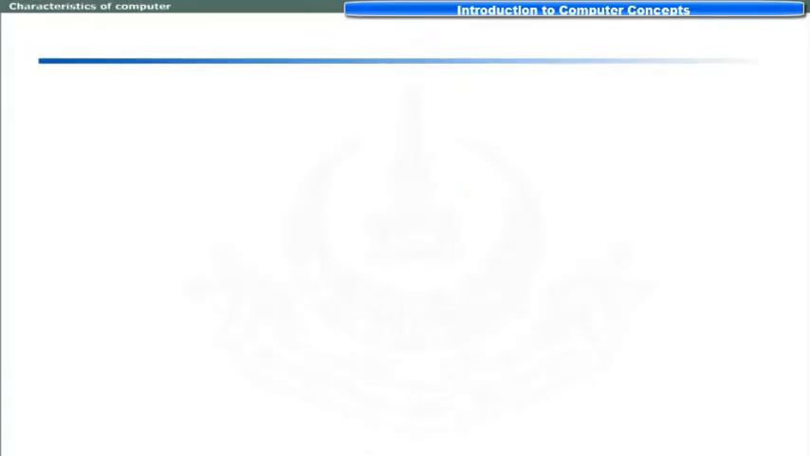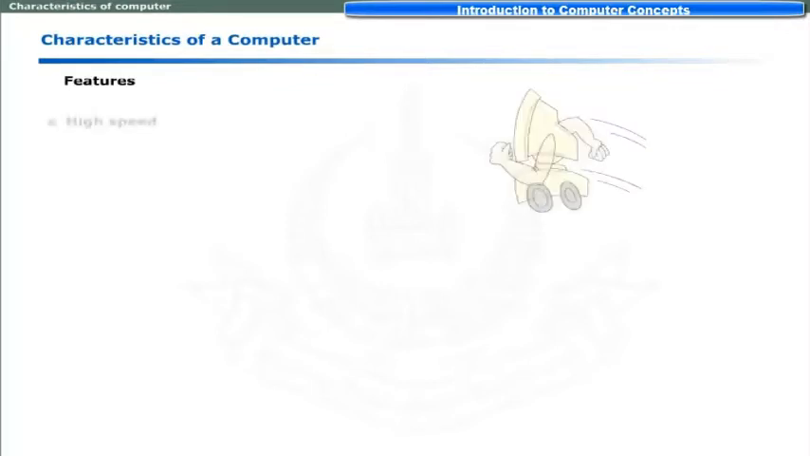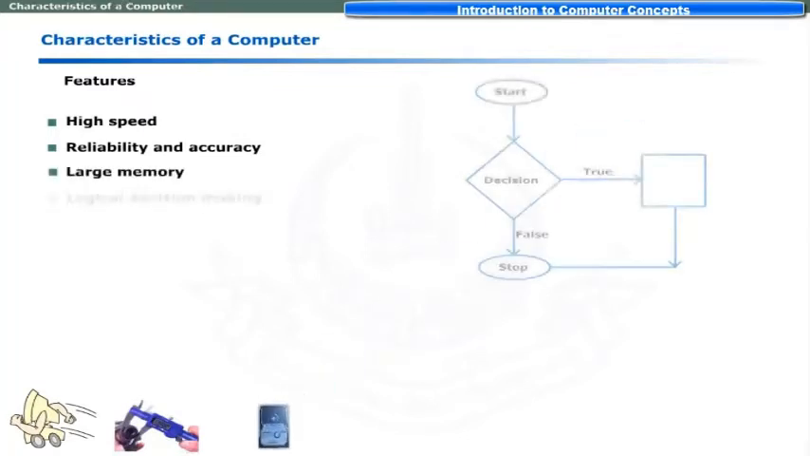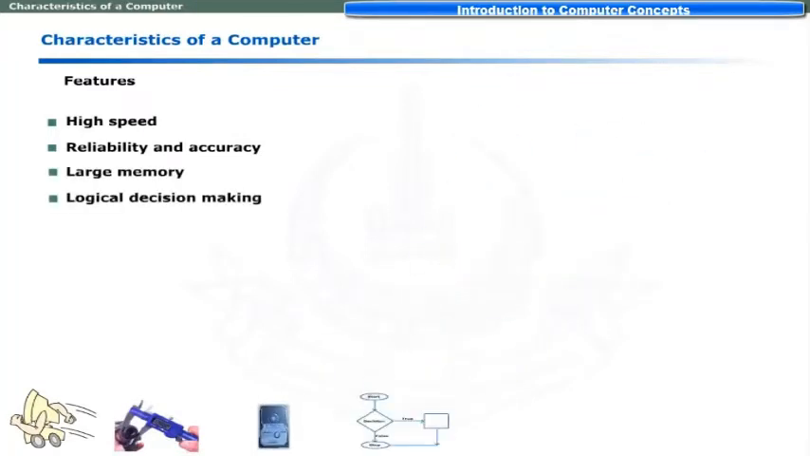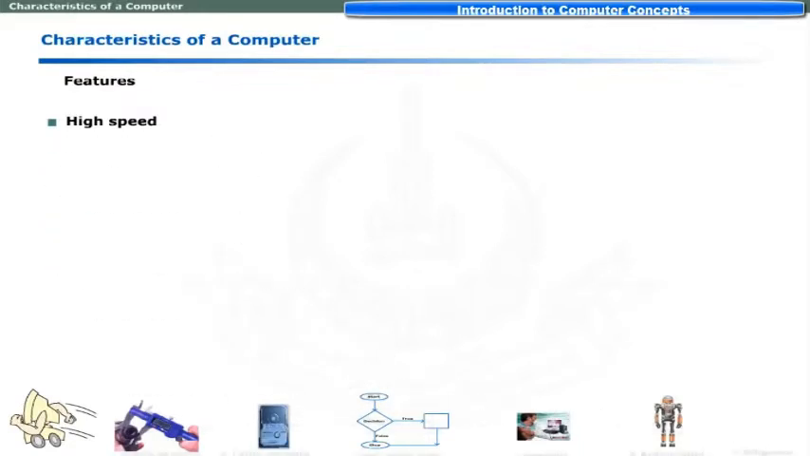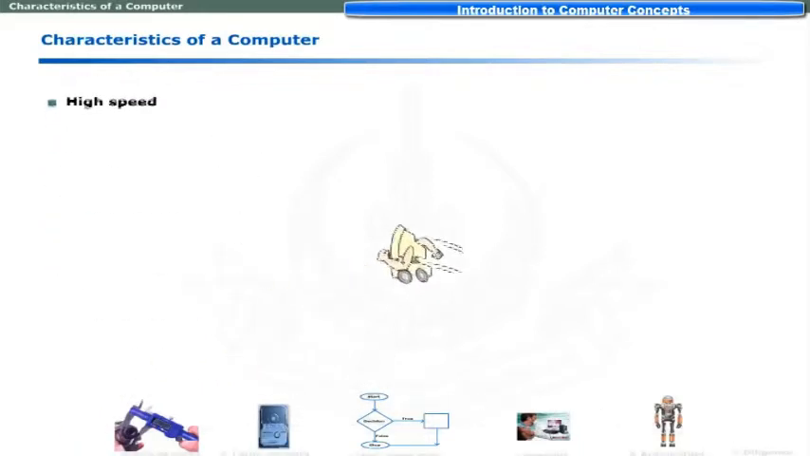Now we will discuss some characteristics of computers. Some features of computers are high speed, reliability, accuracy, large memory, logical decision-making, versatility, automation, and diligence. First feature of computer is its speed.